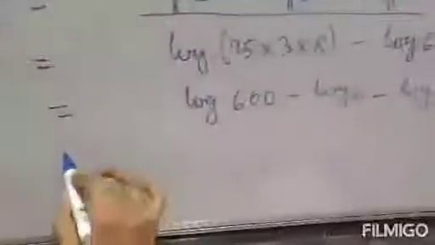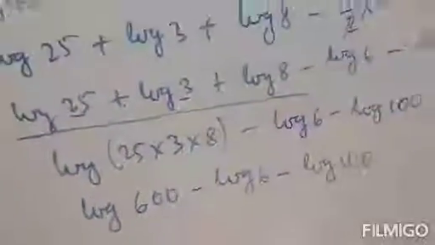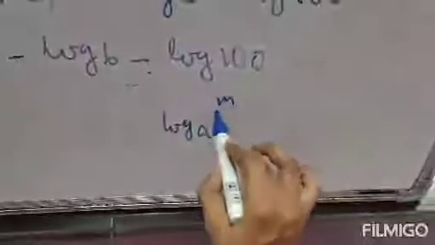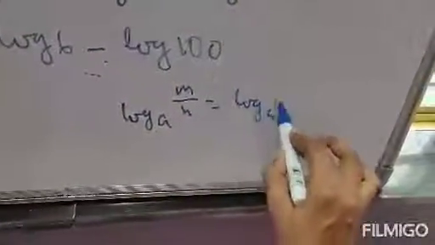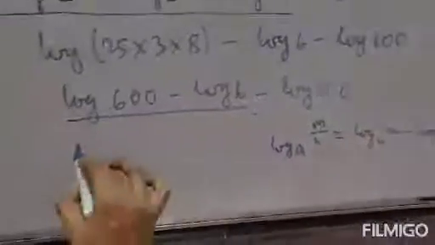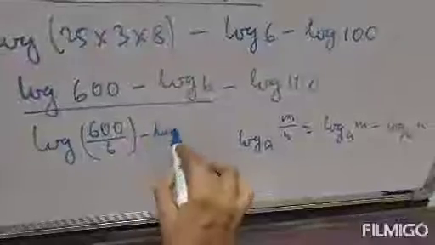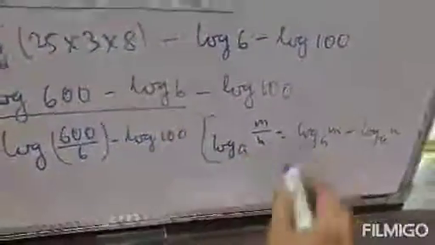So we can now apply a formula. In this situation, what formula will apply? We'll apply the quotient law. Now remember the quotient law. What does the quotient law say? Quotient law says log base a of m by n equals log base a of m minus log base a of n. M by n, that is minus. Also minus is given. So take the first term, that is log 600, and 6. So m by n, that is divided. Powers are divided. So we can write like this, log 600 by 6, minus log 100. Clear? This is the formula.